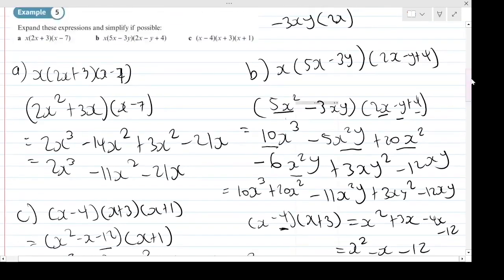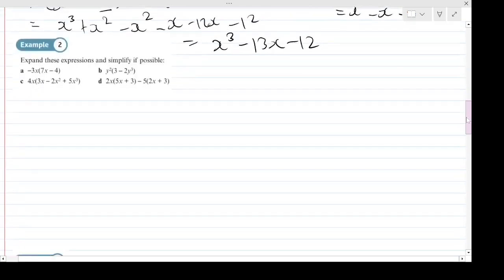So yeah, that's the strategy, right? We have multiple brackets. Don't forget it's the same method. You just work with the first set of double brackets, right? And then you times that result with the remaining brackets. Okay. So yeah, let's have a look at the next question.